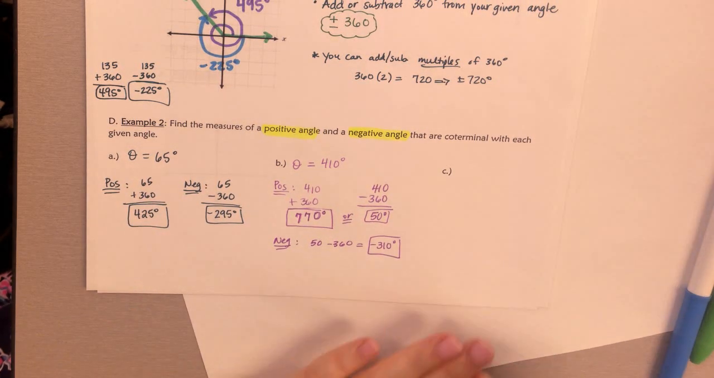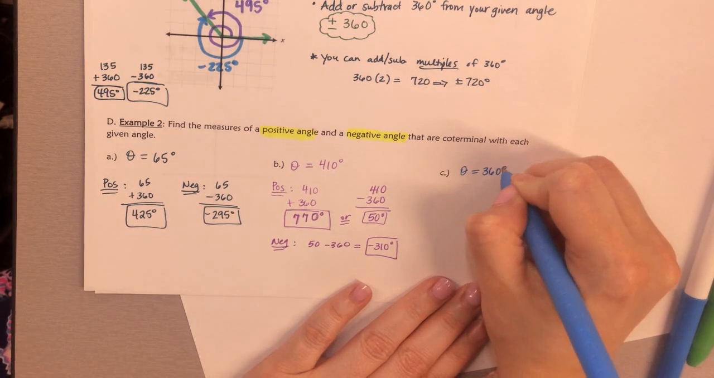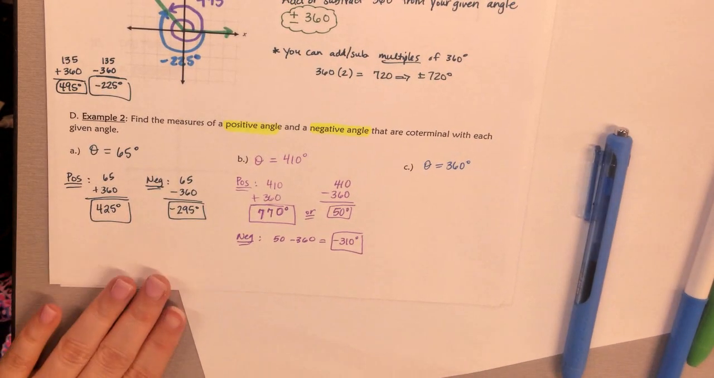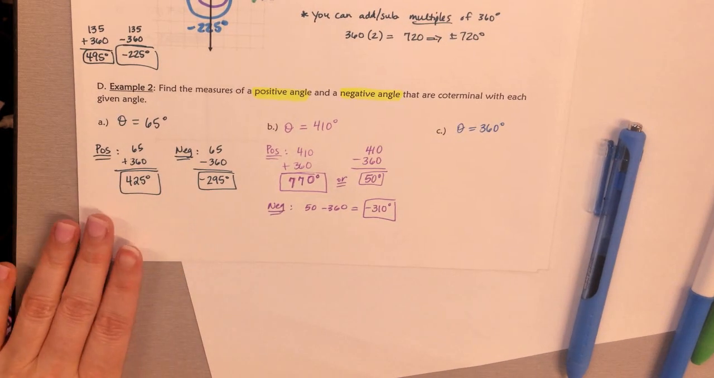Alright, and then for C, theta equals 360. So go ahead and find a positive and find a negative for 360.